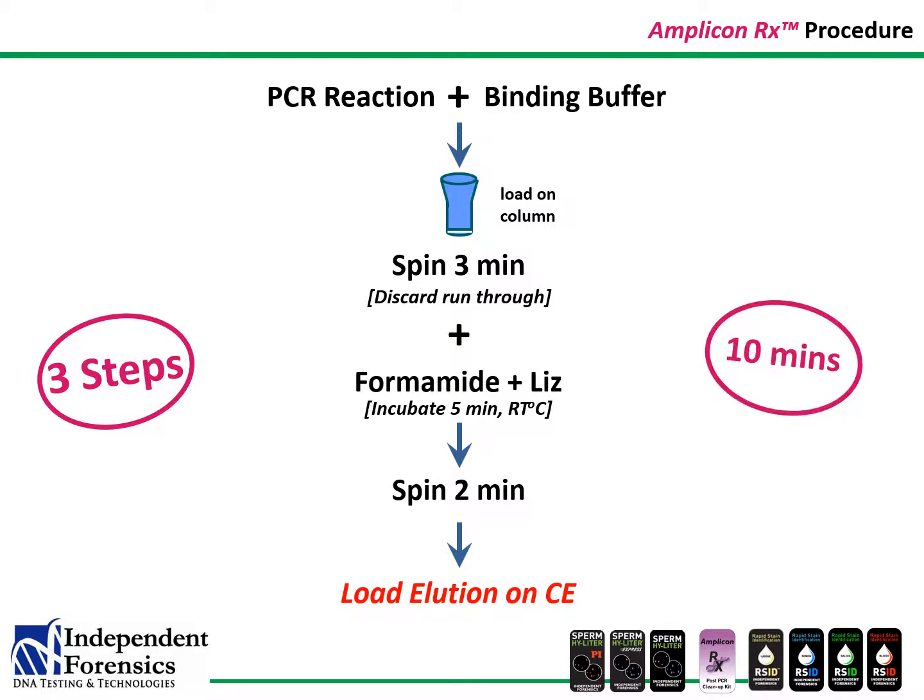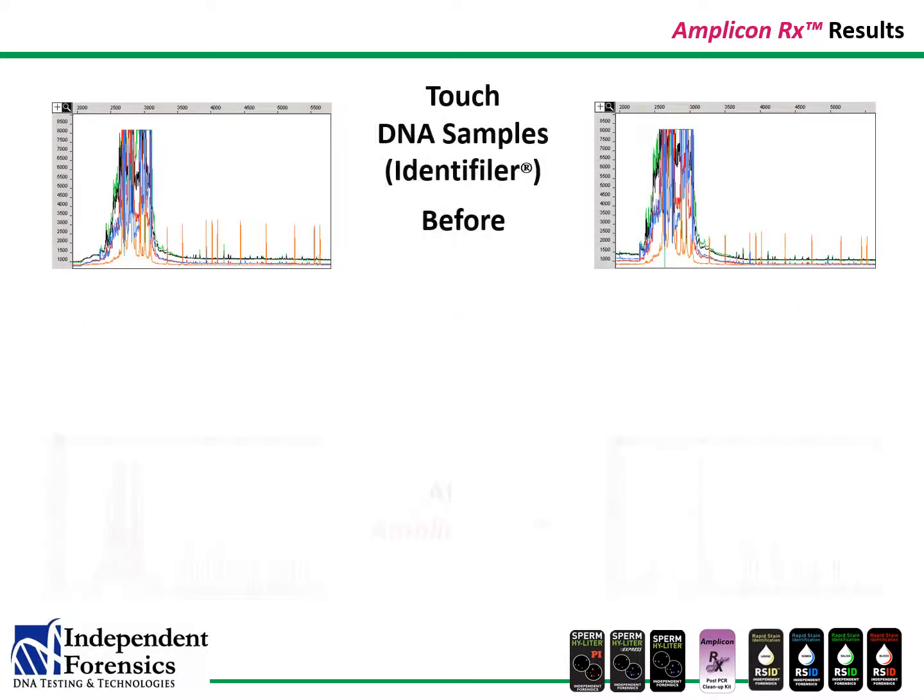You would mix the PCR reaction with the provided binding buffer and load that onto the spin column. Spin for 3 minutes and discard the run-through. You would then add essentially your standard formamide Liz or your formamide ROX solution. Put that onto the spin column and let it incubate for 5 minutes at room temperature. At the end of the short incubation, centrifuge it again for 2 minutes, and the eluate is now ready for direct loading onto capillary electrophoresis. 3 steps, 10 minutes. Let's take a look at what the results show.